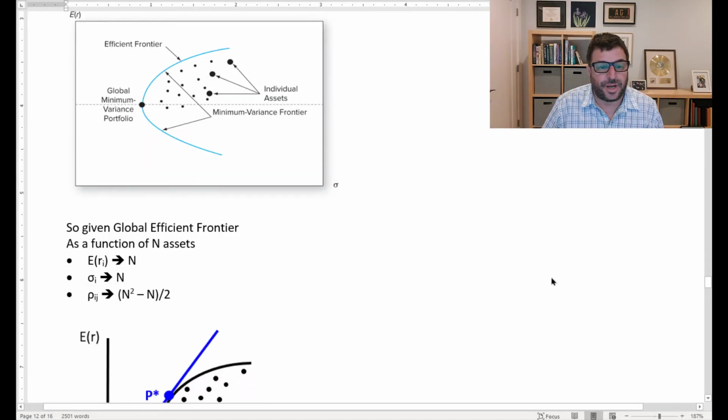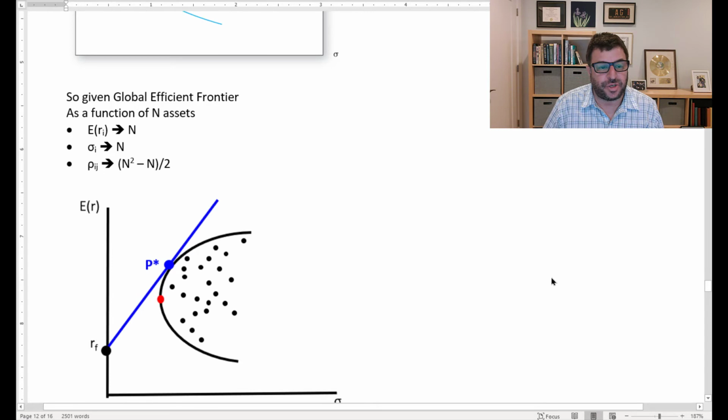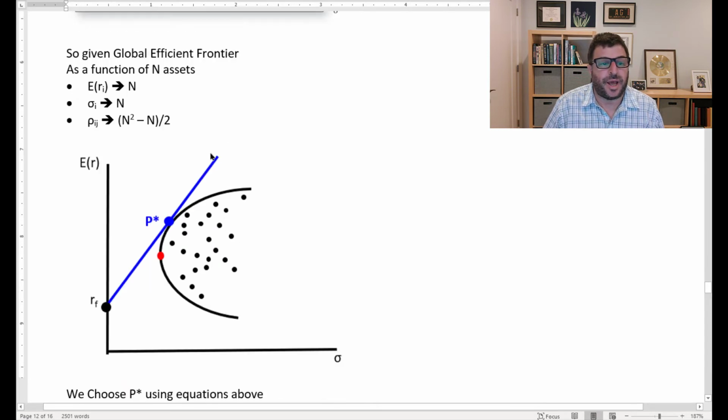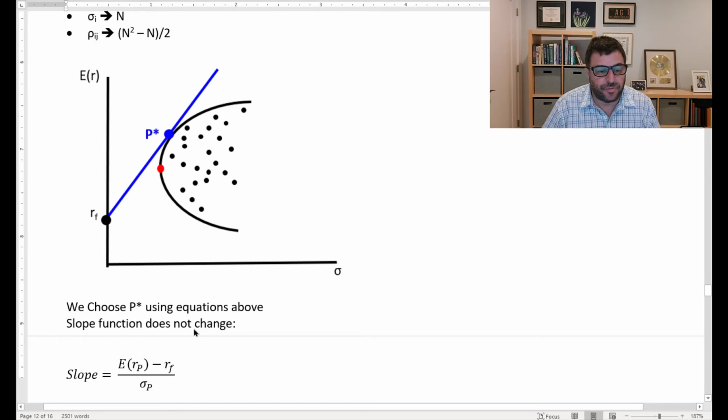So as we add more assets, we push our efficient frontier further and further to the left. And given some n assets, we have n expected returns. We have n standard deviations. We have n squared minus n over 2 correlations. And from this, we can figure out P using the above equations.